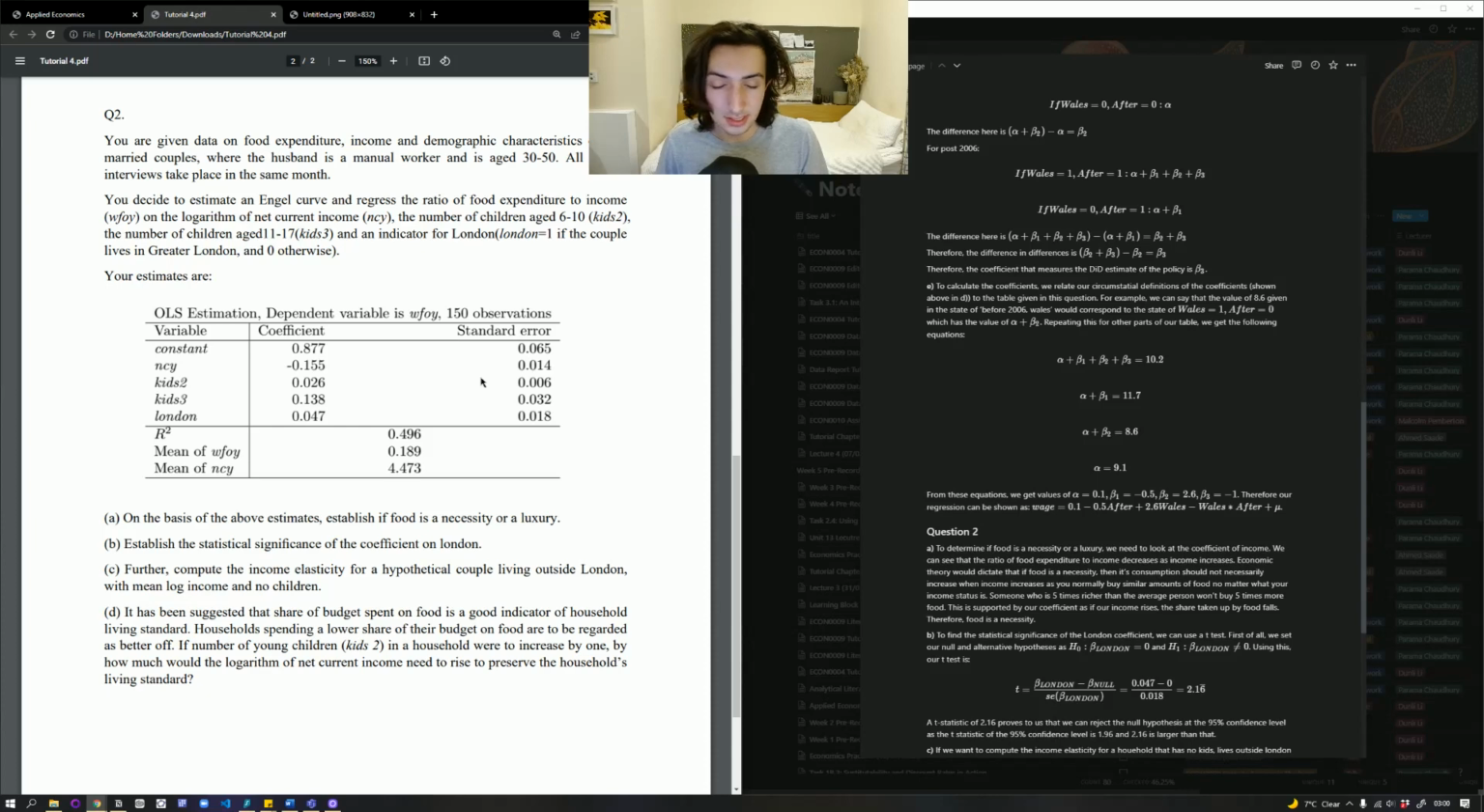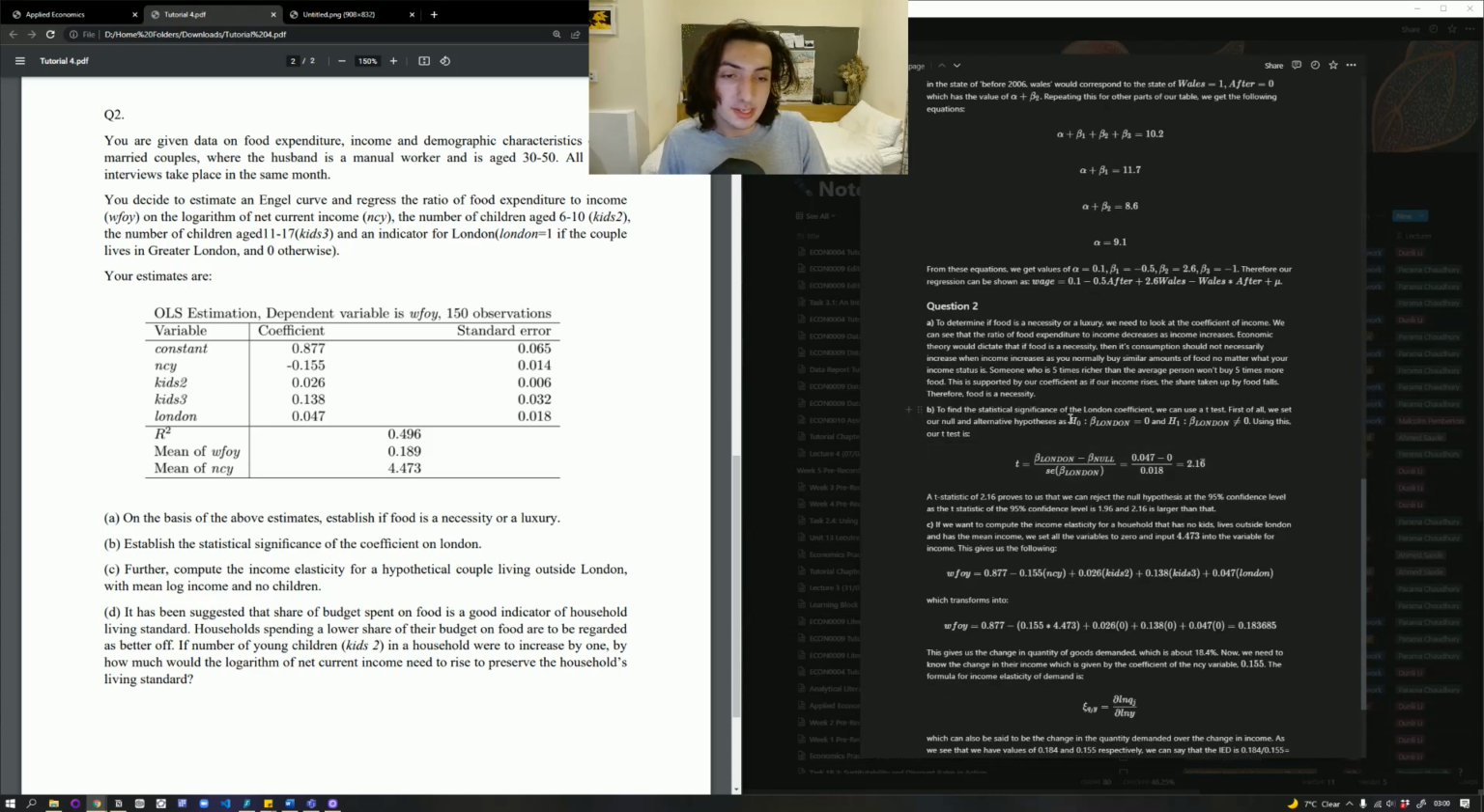So let's establish the statistical significance of the coefficient of London. Now, to establish statistical significance, we're going to use a t-test. Hopefully you guys know how to do a t-test by this point. I set my null hypothesis as the coefficient for London equals 0, and my alternative as it's not equaling 0. If you guys know how to do a t-test, I shouldn't have to take you through this.